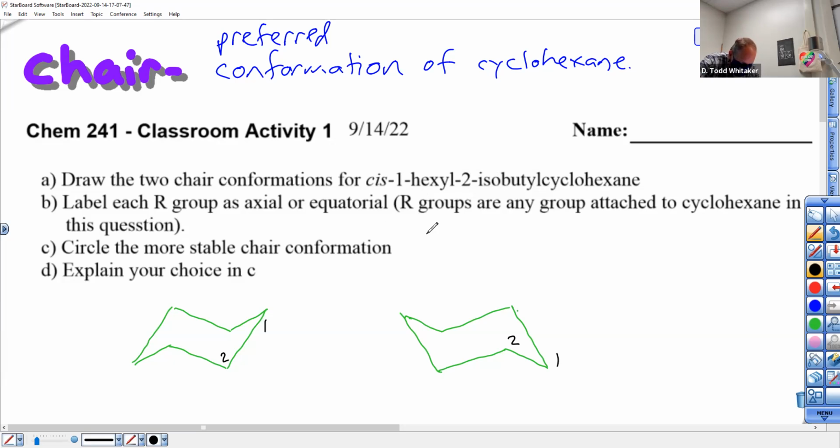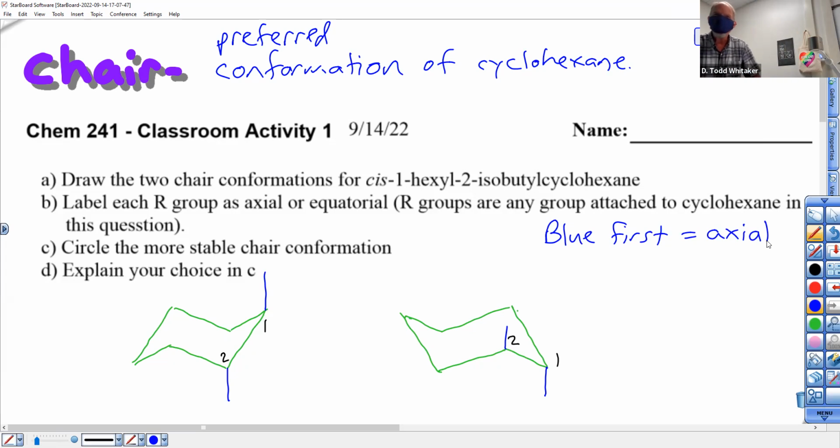So cis 1-hexyl 2-isobutyl. I only care about carbons 1 and 2 in this molecule. I need to see all the bonds off of those. And I'll tell you which bond I'm going to draw first. This bond on 1, this bond on 2, this bond on 1, this bond on 2, blue first equals axial. Like the axis of the Earth points straight up and down, correct? And it rotates around the axis? That's astronomy reference part 2. Okay?